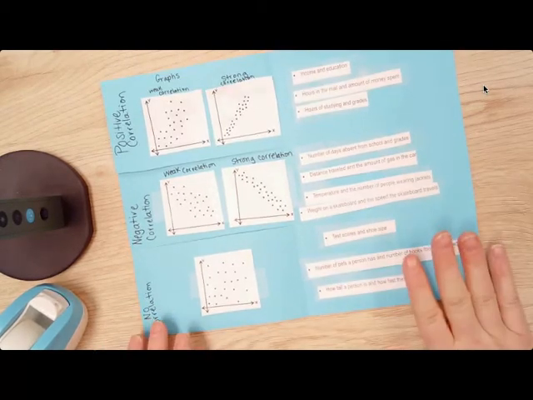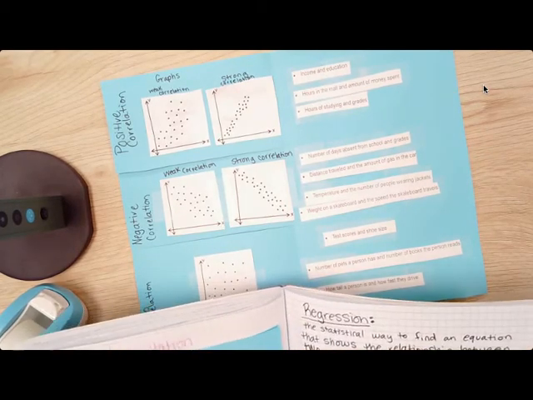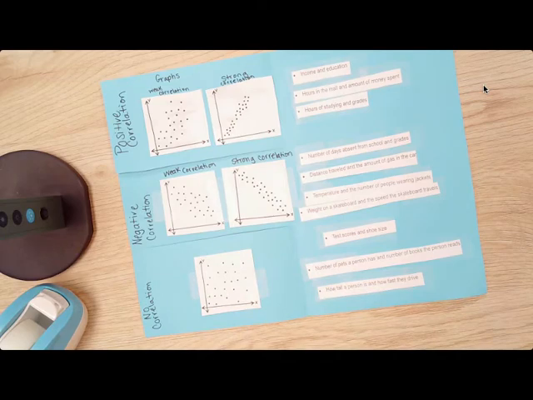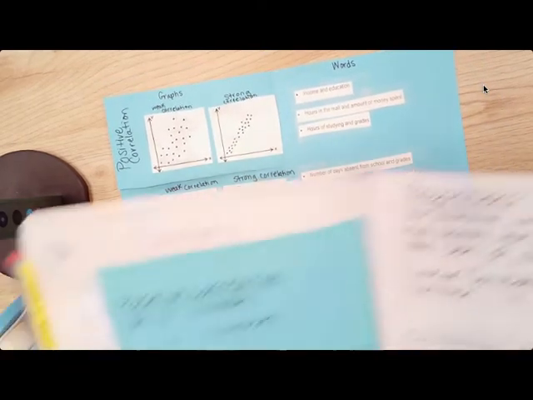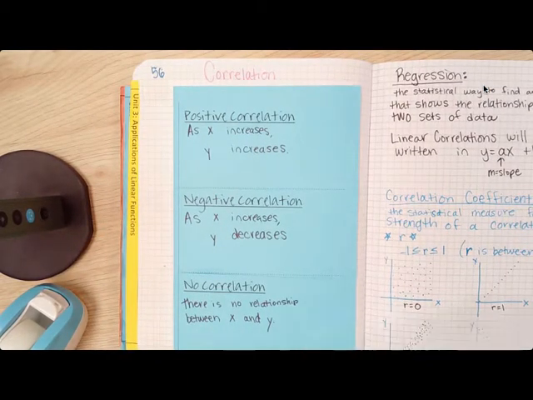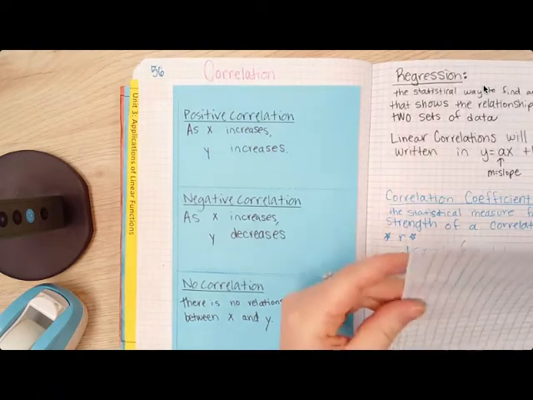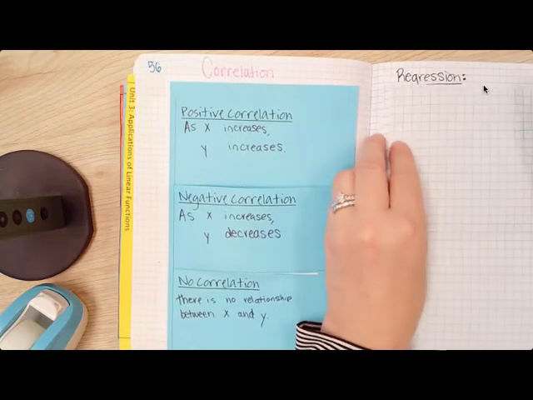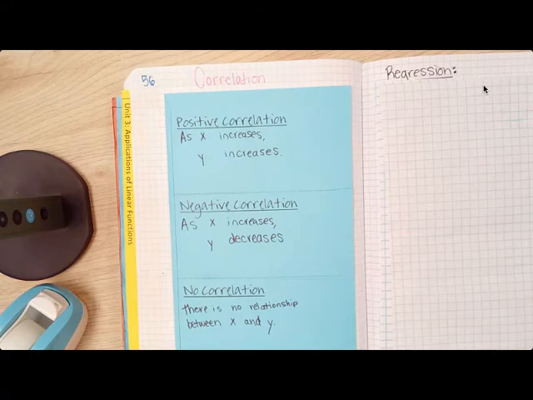All right, we're going to go ahead and put this in our journal on page 56. Make sure that you title it correlation. And then we are going to talk about some of the vocab words.